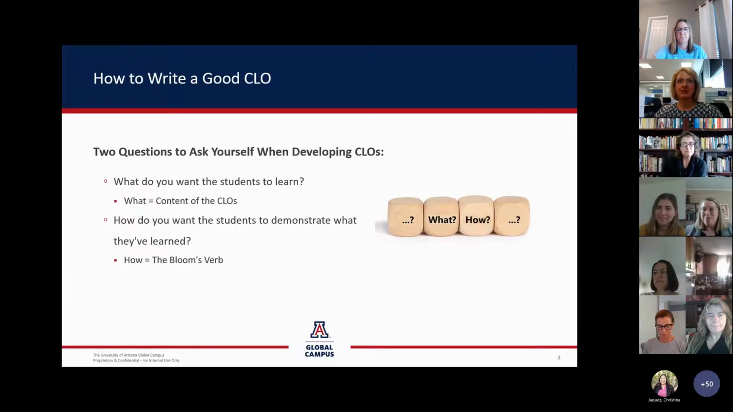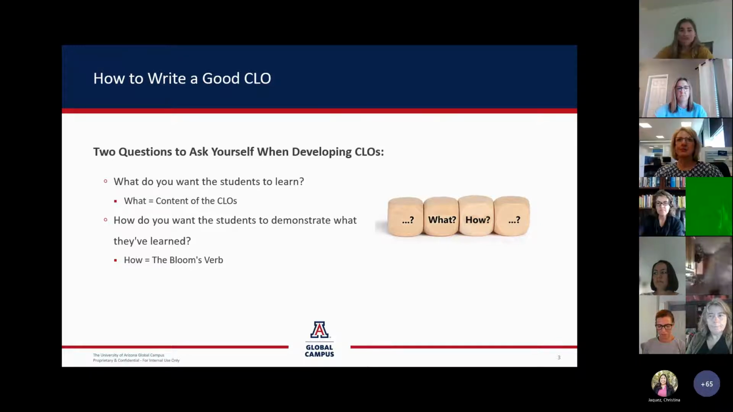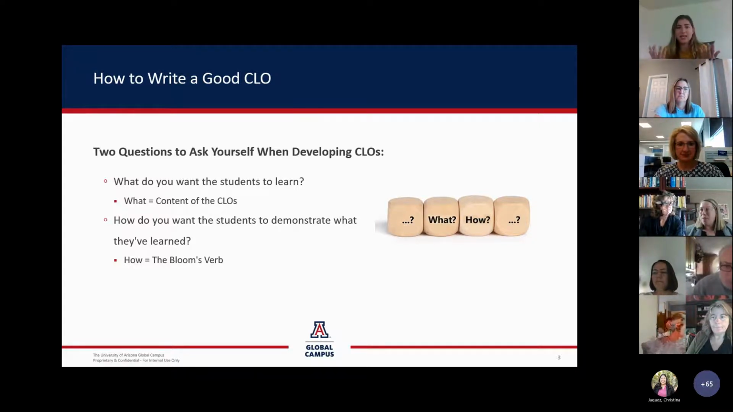Hi, everyone. Good morning and good afternoon. So as we mentioned in our last session, and apologies if you can hear a helicopter over my apartment, really having measurable CLOs is the foundation and the driver of any course development. And I like to think of a CLO as having two parts, the Bloom's verb and the actual skills and content of the CLO.